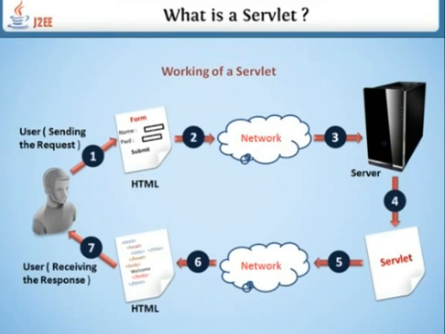See the working of a servlet. The user sends a request through HTML into the network, and it goes to the server. The server passes it to the servlet, and the servlet generates HTML code that travels through the network to the user. This is the working of a servlet. The user sends the request and gets the response. The servlet generates HTML content, which easily traverses the network. The request goes to the servlet through the network, reaches the server, and the servlet again generates the HTML code and comes back to the user.